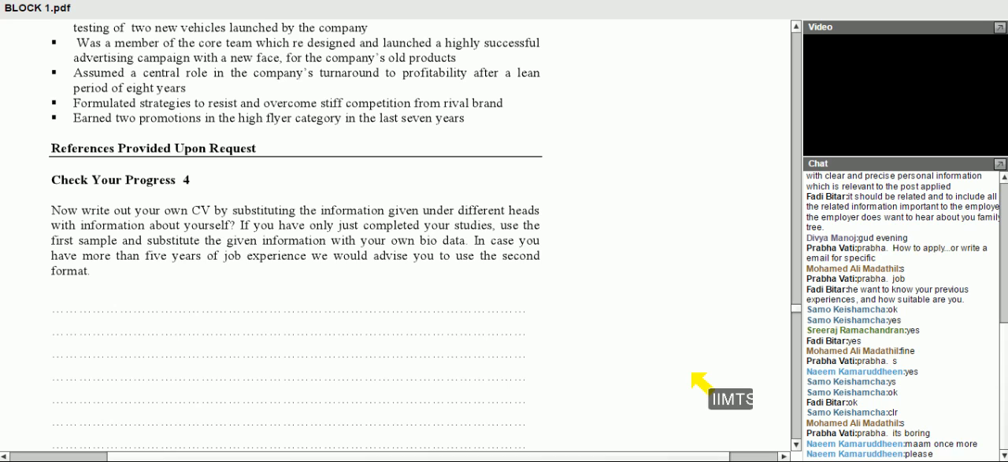Is everyone okay? Naeem, see, if you are an experienced candidate, you have to follow the format of the CV which we have learned yesterday for the fresher. Okay, and you have to see, the heading should be the same, but the subject matter should be your own. And if you are an experienced candidate, you have to follow the format of the second CV which we read a few minutes back. Okay, the heading should be the same, but the subject matter should be your own. Is it clear? Naeem, is it clear what you have to do?